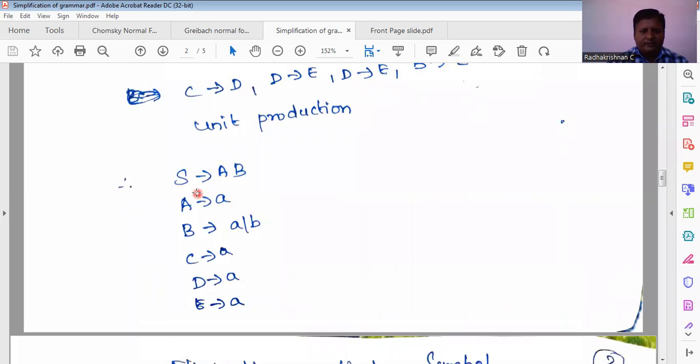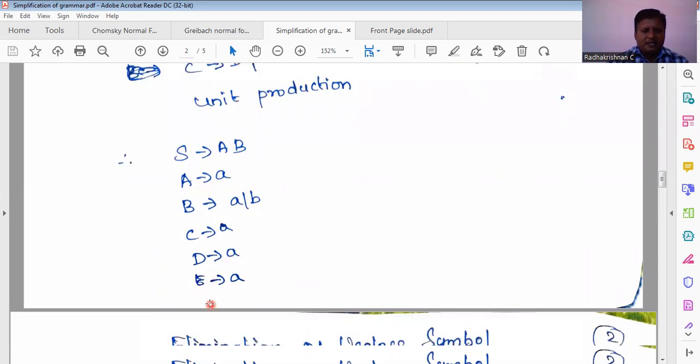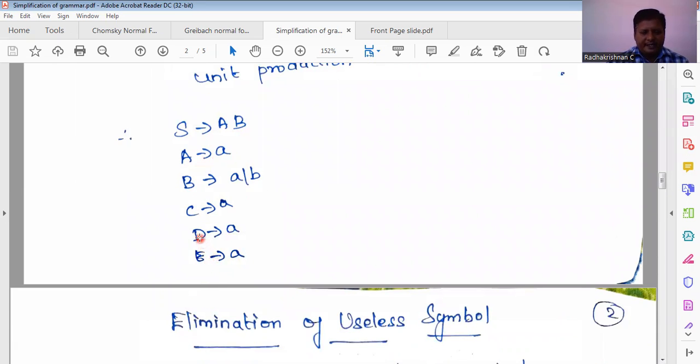So that is the final result. S gives A, B keep as it is. A gives small a, keep as it is. E having small a and D gives E. Instead of the E location, the A value will be replaced here.